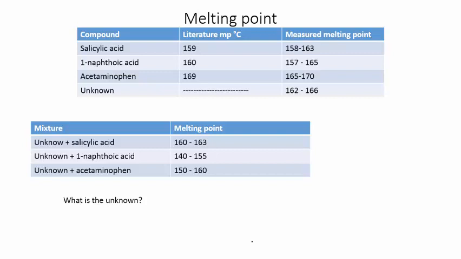Chances are, if you were doing this unknown, maybe you were in too much of a hurry to melt it. That's why it went so high. But still, 162 is within this range. So what is the unknown? You have to cross this one off and this one off. The only one it can be is salicylic acid. Of course, I could have made any one of these by adjusting the numbers of the unknown plus compound, but salicylic acid is the one that this data indicates.